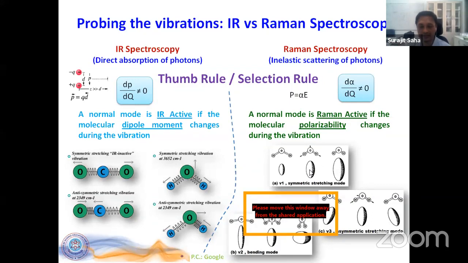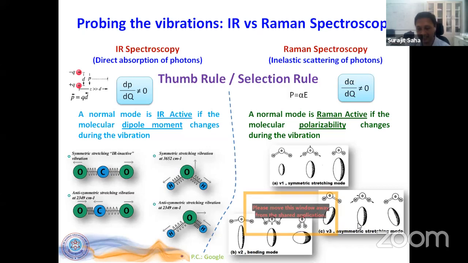So that means the polarizability ellipsoid is changing, even though it retains the shape, but the whole polarizability ellipsoid is basically shrinking or expanding. So this becomes a Raman active vibration.